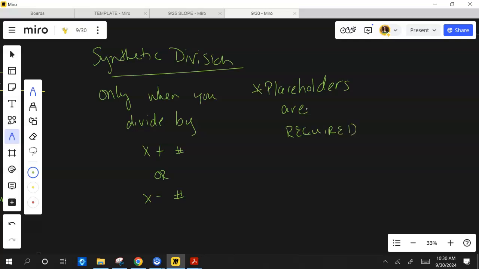Now you might see this and go, oh, but wait, I understand long division. I'm just going to keep doing long division, and that's fine. But we're going to get to a point where you're going to have to be able to do synthetic division soon. So you might as well go ahead and learn it. Some problems can only be done with long division. Like if you're not dividing by x plus something or x minus something, then you have to do long division. If you have a coefficient there, you have to do long.